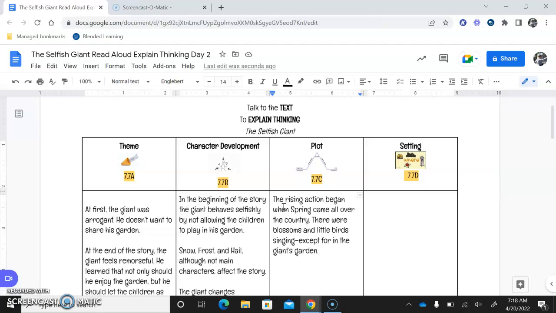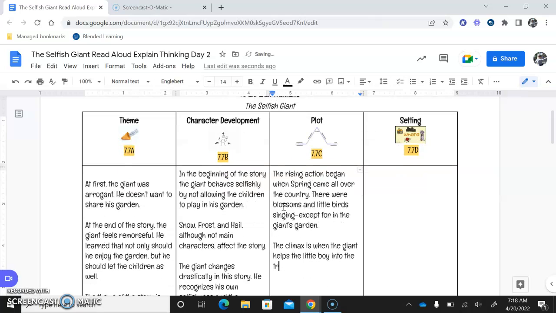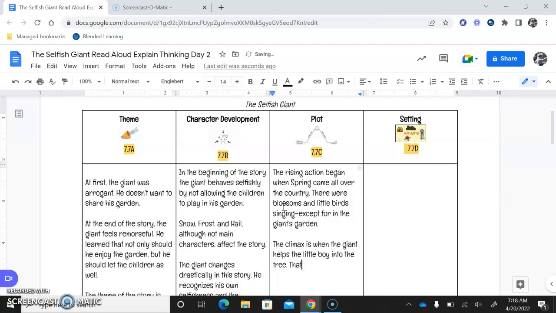Now, you could continue on, I think, to the climax of the story, which to me, now you may see it a little bit differently, and that's okay. To me, the climax of the story is when the giant helps the little boy into the tree. That starts the change of the story.